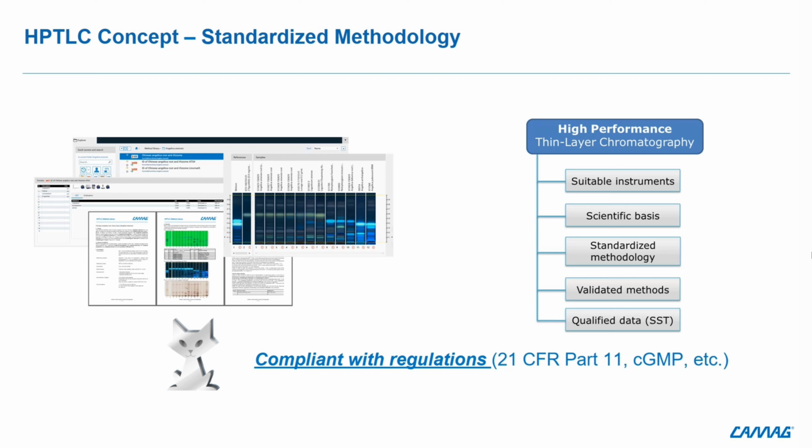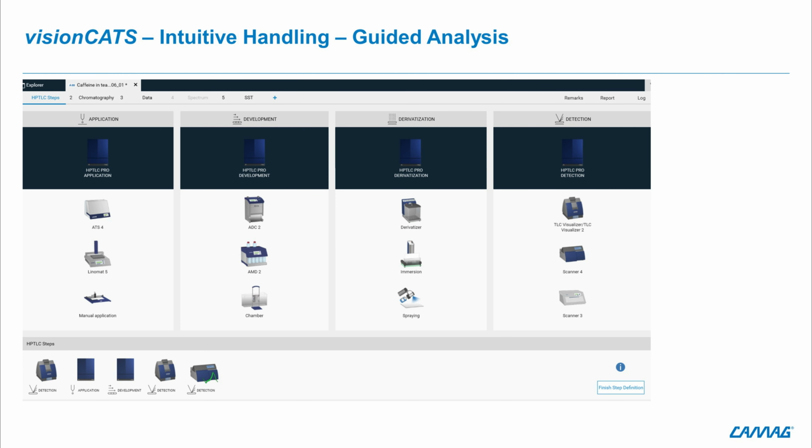VisionCATS contains a method library of validated instrumental methods for all licensed users. Currently, there are over 200 methods in the field of botanicals alone, and those are available for download. VisionCATS allows you to set up individual methods in the user interface. You can add instruments from all segments, including TLC, HPTLC, and HPTLC Pro, by simply dragging and dropping the steps to the workflow.